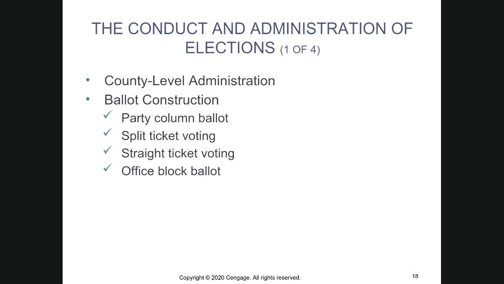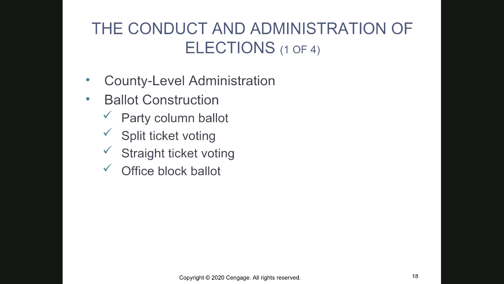So let's talk about the different types of ballots that there can be. There's the office block ballot and there's the party column ballot. The office block ballot is a type of ballot used in a general election where the names of the party candidates are listed randomly under each office. A party column ballot is a type of ballot used in a general election in which all of the candidates from each party are listed in parallel columns under the party label.